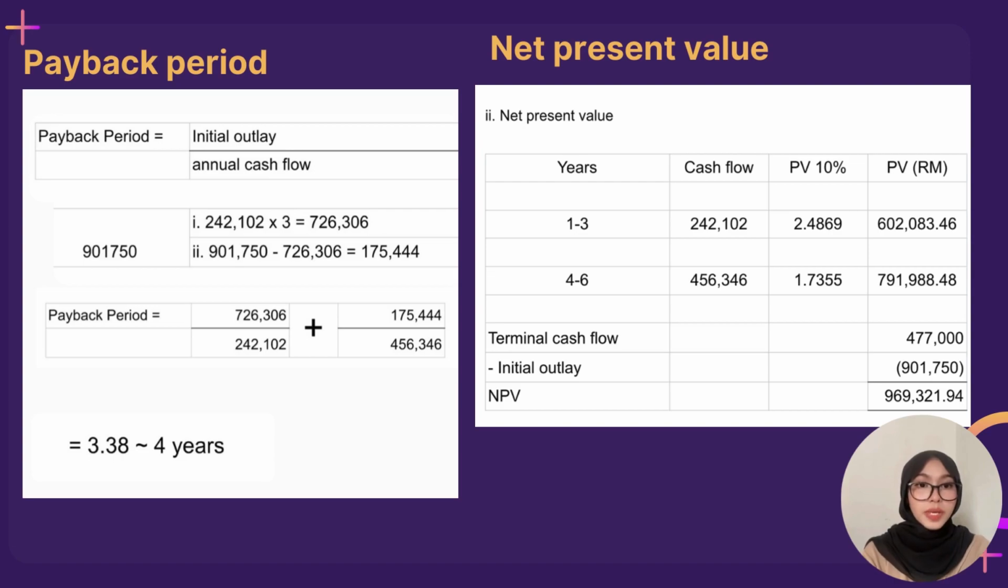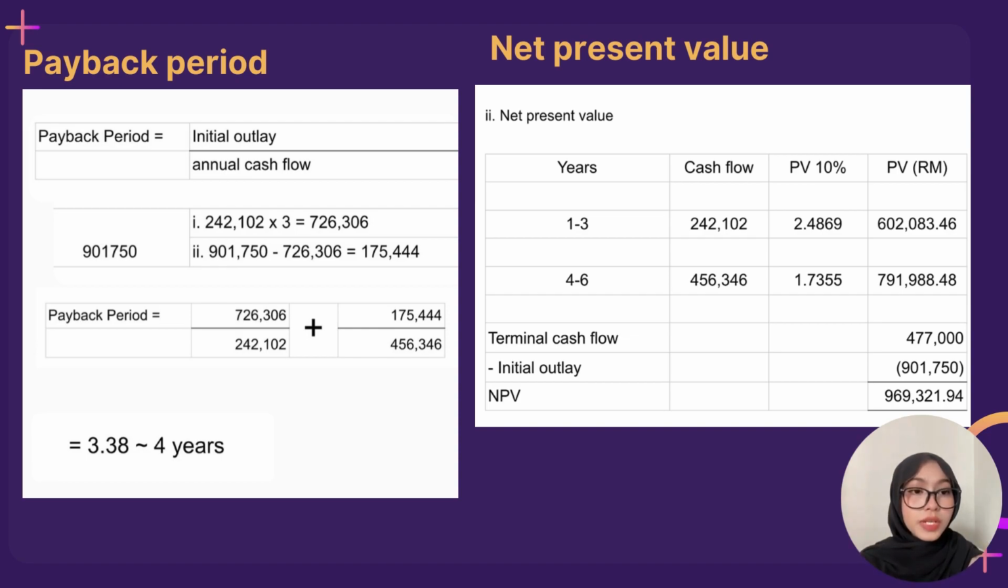I will explain about payback period. The formula for payback period is initial outlay divided with annual cash flow. As you can see there, 901,750 stand for initial outlay, which is from previous slide. And the first one, 242,102 is year 1 until year 3, and we times with 3, and the answer is 726,306. And the second one, initial outlay, we minus with previous answer, and we get 175,444. Payback period, we plus year 1 until year 3 with year 4 until year 6, and we get 3.38 years, which is less than 4 years.